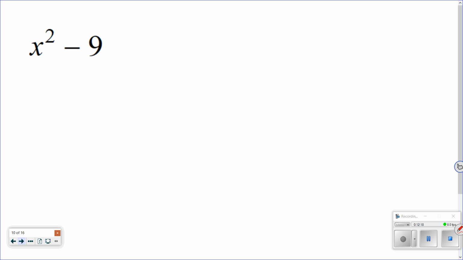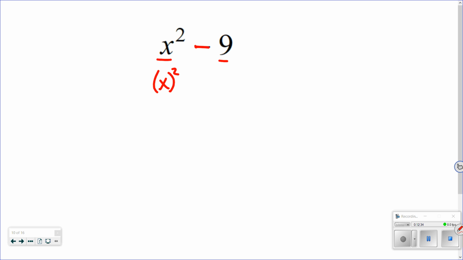So if I have x squared minus 9, the way I recognize that it's a difference of squares: first of all, it only has 2 terms. Second, it has a minus. It has to have a minus; it doesn't work with a plus. The third thing is, can I write x squared as something squared? Sure, x times x gives x squared. Can I write 9 as something squared? Absolutely, it's 3 squared. If that's the case, then it's automatically a difference of squares.